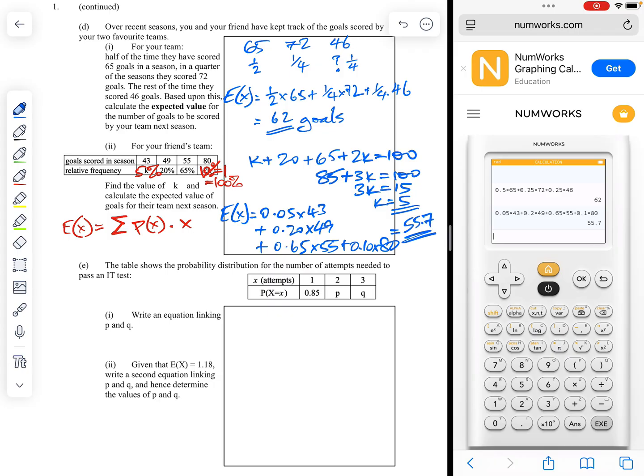55.7. If you wanted to write that to the nearest number of goals, like whole goals, then maybe I would write underneath, i.e. 56 goals, but I would then qualify that with nearest whole number.